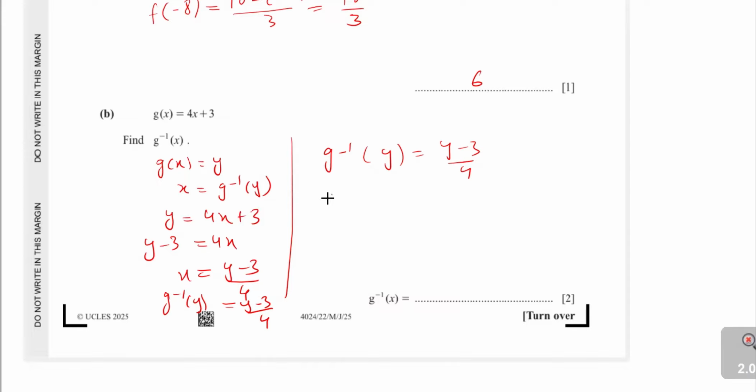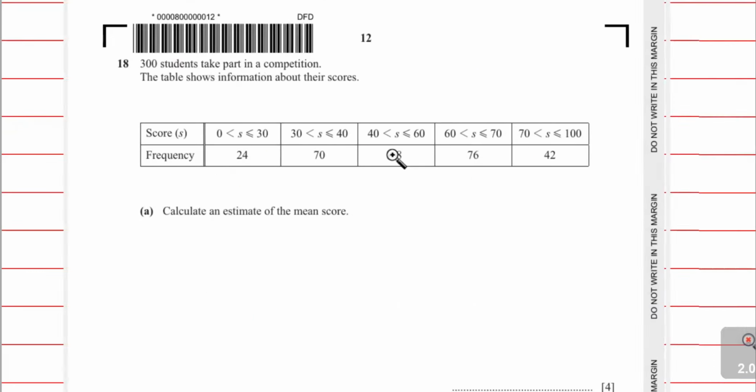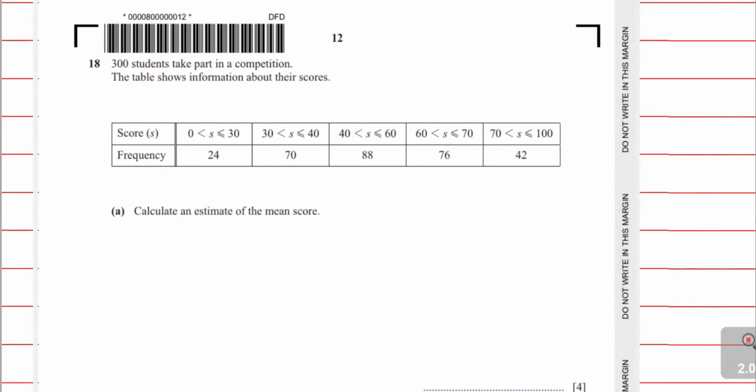To calculate g inverse of x, we can replace y by x. We get g inverse of x equal to x minus 3 over 4. This is the answer.